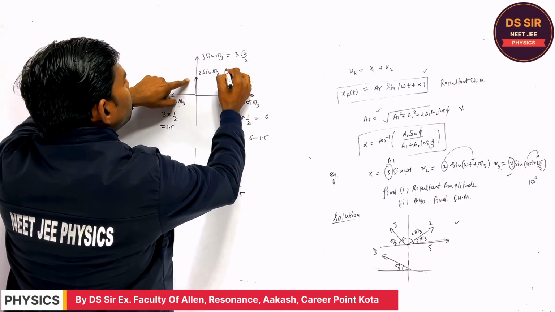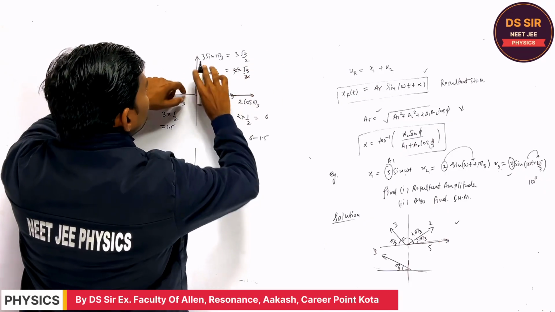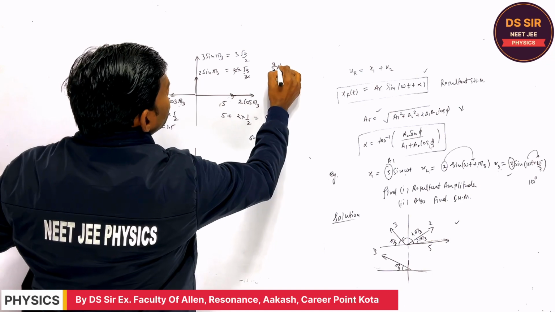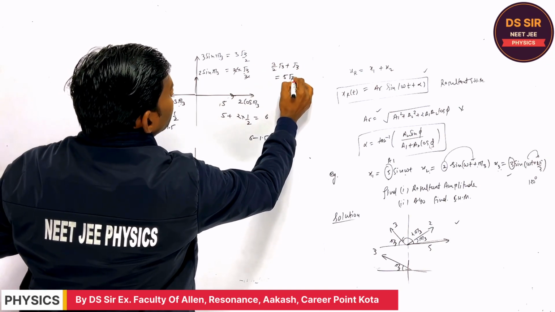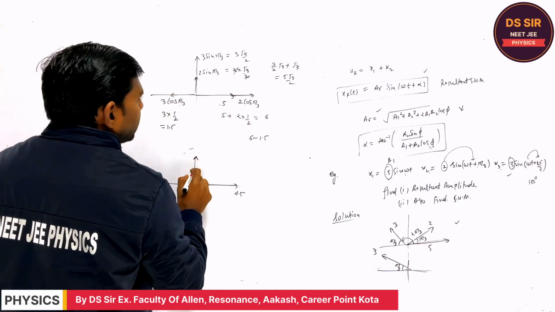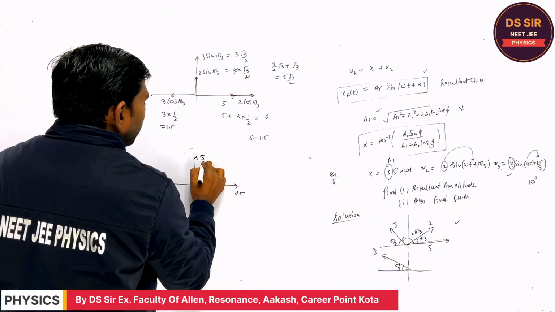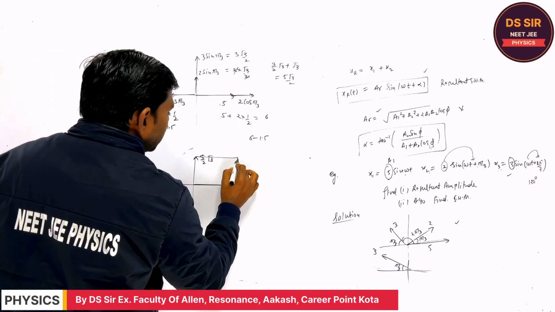This sine 60 is root 3 by 2, and this is 2 into root 3 by 2. So when you add them, 3 by 2 root 3 plus root 3 is equal to 5 root 3 by 2. So in this direction, the resultant comes to be 5 by 2 root 3. Fine. Now how to find the resultant?